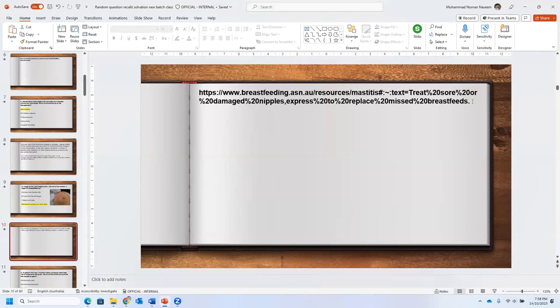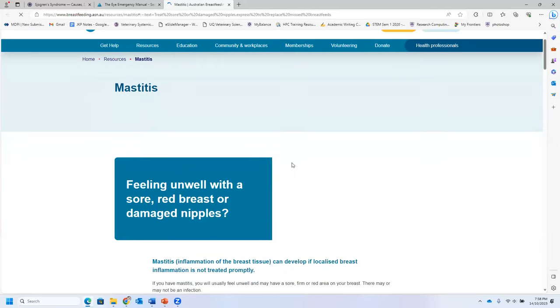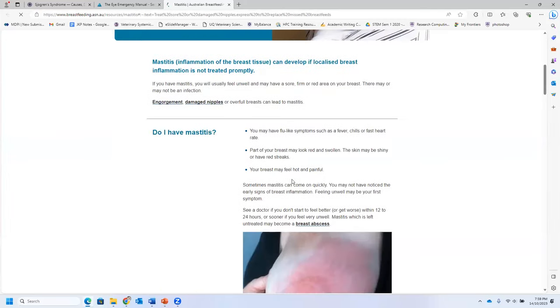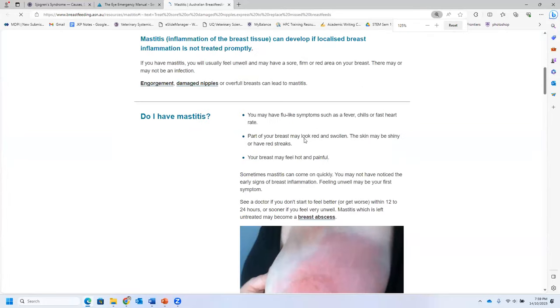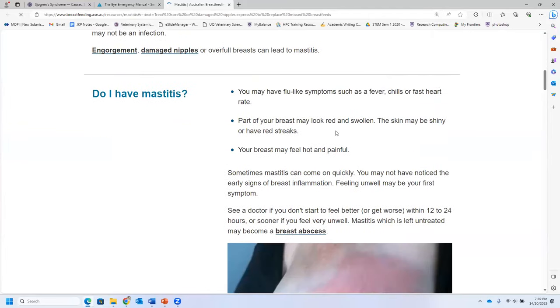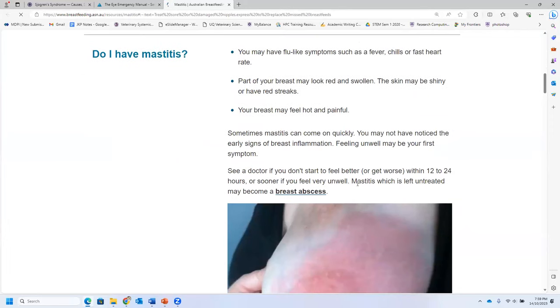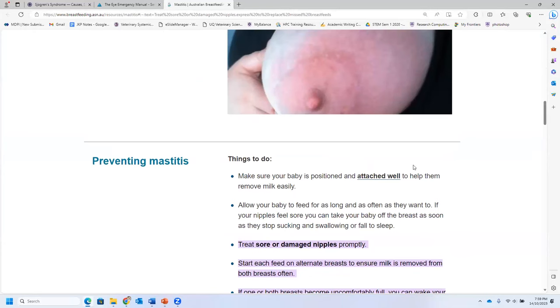So this is advice for breastfeeding mothers who contract mastitis regarding the milk. So how do you know you have mastitis? Let me just increase the size. They will have flu-like symptoms, fever, chills, or fast heart rate. Part of the breast looks red and swollen, the skin may be shiny or have red streaks. The breast will feel hot and painful to touch as well.